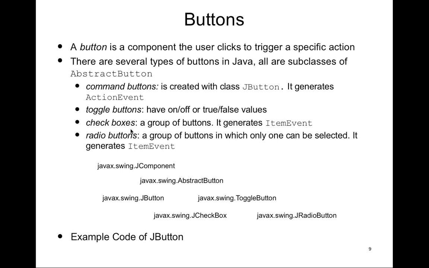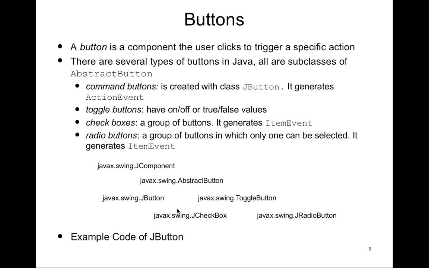Radio buttons themselves are a group of buttons in which only one can be selected. They generate item events. Check boxes are a group too, such as one, two, three. You can customize the behavior. Radio is usually one selection, and when that one's selected, the other one goes off. But you can make radios act like checks, and back and forth, actually.